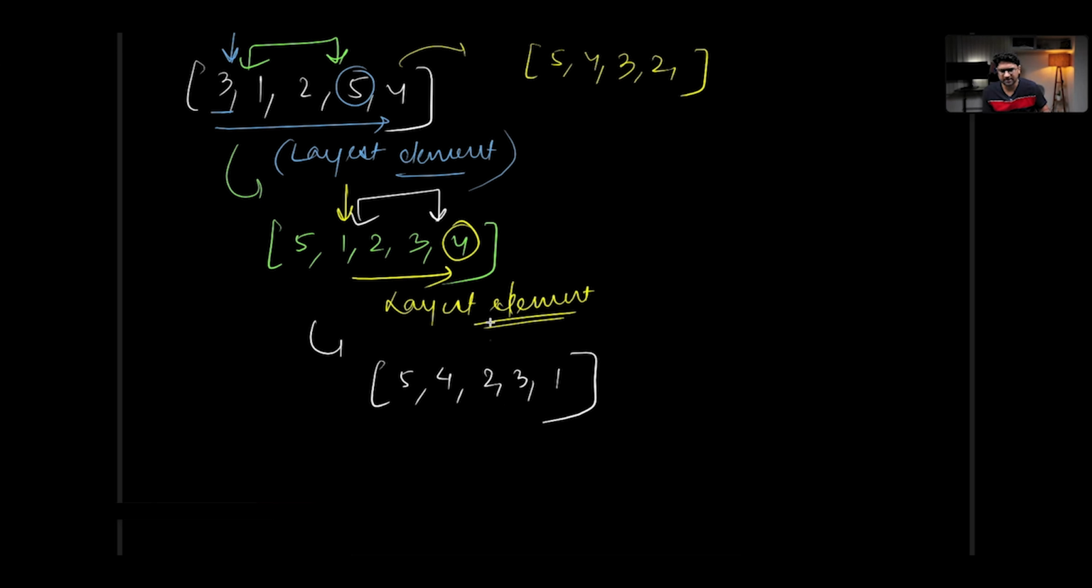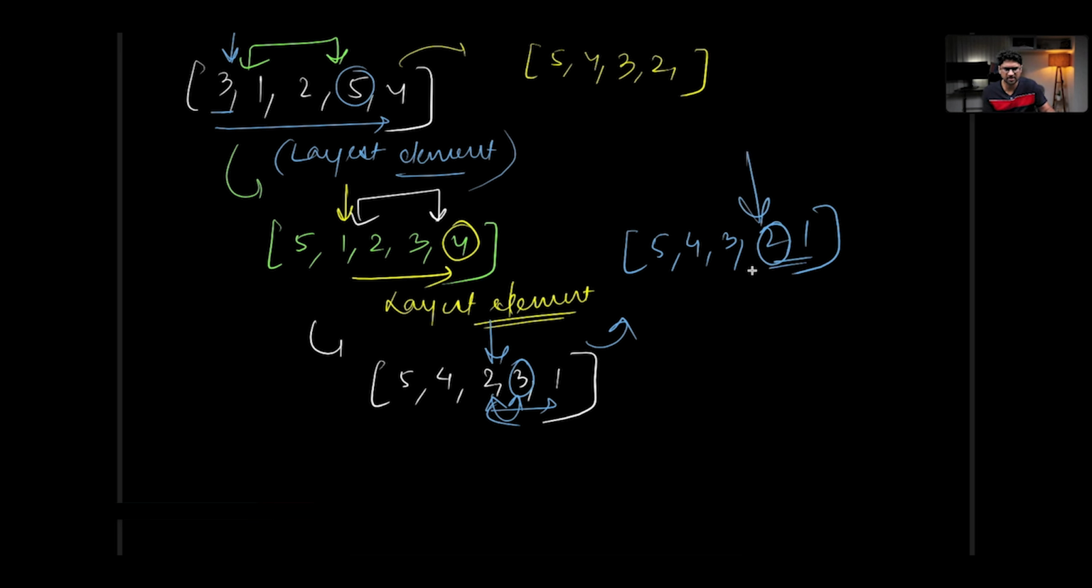Now I am left here. From here to here I have to find what is the largest. The largest is 3. So I swap 2 and 3. So this becomes 5, 4, 3, 2, 1. Now I am here. From here to here, which is the largest? This only. So I don't do anything, and finally I am left with 5, 4, 3, 2, 1.